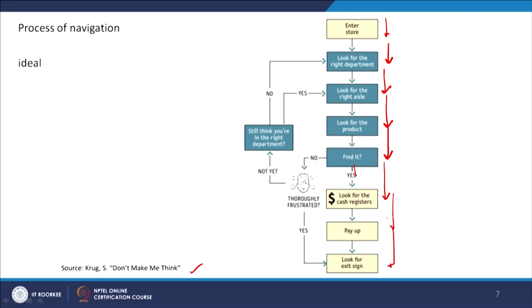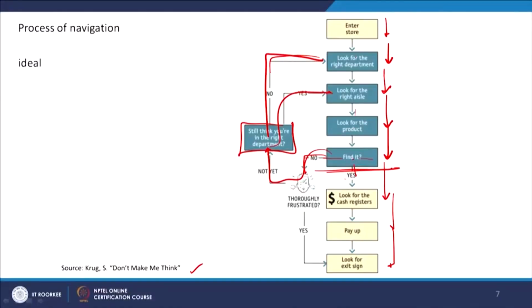It is successfully done. If they don't find it in the aisle, they go back and start again. If they still think they are in the right department, they go to the right department's aisle. Or if they don't think so, they go back to the broader, holistic store level and start the process again.